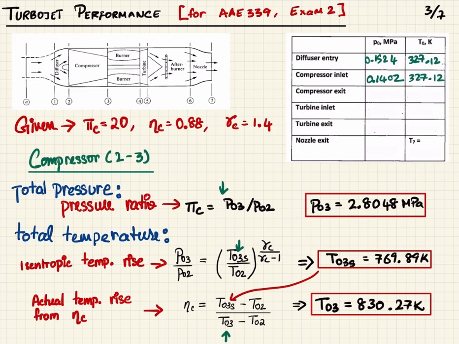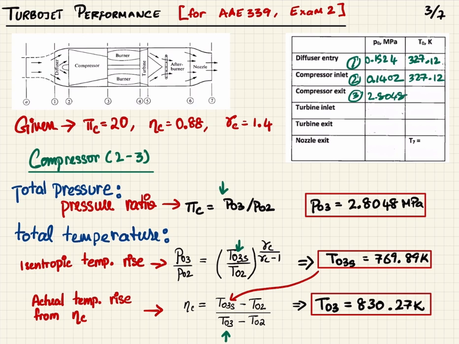Okay, so moving on to the compressor. We are given the pressure ratio across the compressor as well as the efficiency. Gamma is once again constant. To determine the stagnation pressure at the compressor exit, I'll just label these real quick. So this is 1, this is 2, this is 3, at the compressor exit, station 3. We simply have to multiply the pressure ratio by the stagnation pressure at the compressor inlet. And when we do that, we determine the stagnation pressure to be 2.8048 megapascal. So that's just multiplied by 20, right?